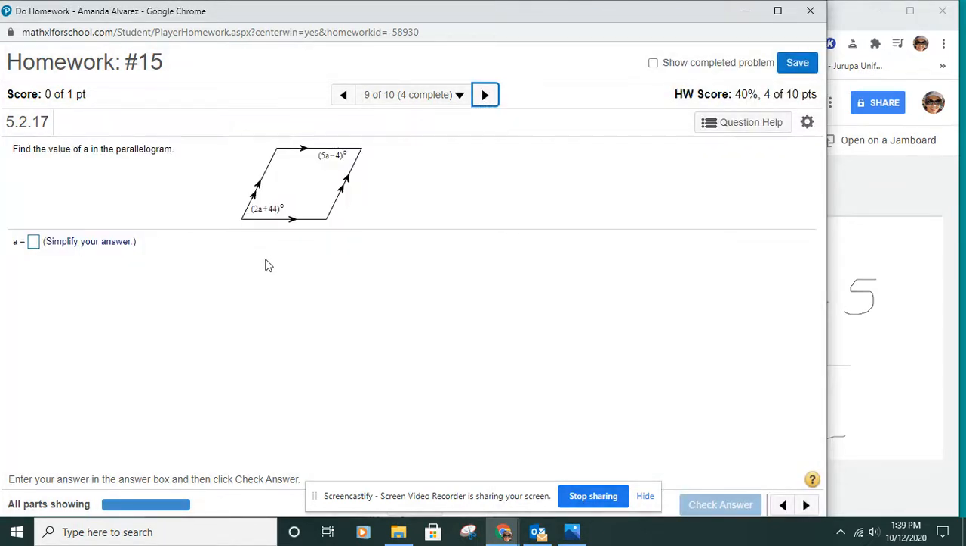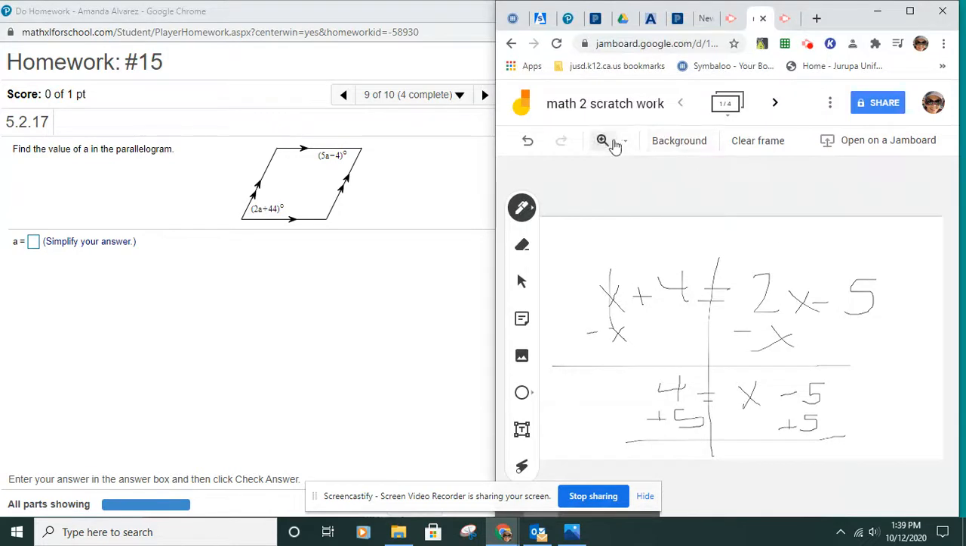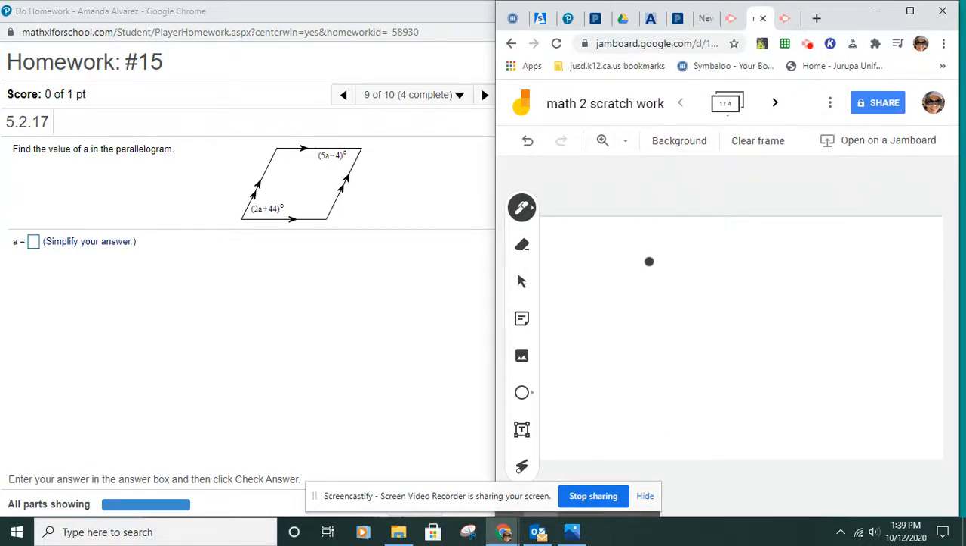And then over here, it's kind of similar to what we just did. It says find the value of A in the parallelogram. This time we're given angles, and it has opposite angles. So opposite angles are congruent, just like I did right here, but this time they're angles. So I would set them equal. 2A plus 44 equals 5A minus 4.